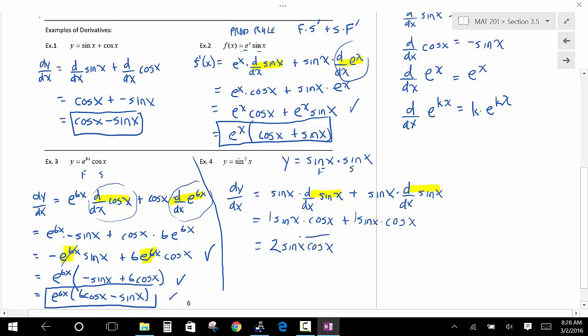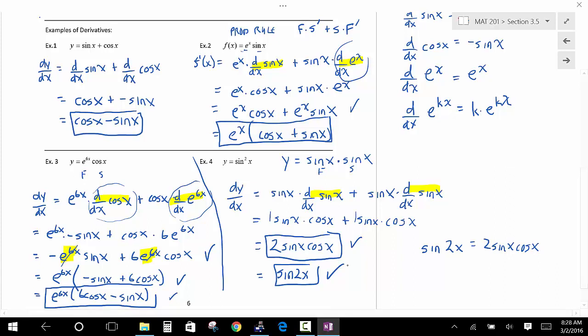Now I don't know if you guys remember this or not. I'll ask and see. There is an identity that has 2 sine x cosine x in it. Does anybody remember what that is? Sine of what? Yeah, there you go. Now that's an okay answer, but in trig you probably learned the identity sine 2x equals 2 sine x cosine x. So you could also write it as sine 2x if you want to. They're the same. You don't have to, but it's good when you're working with these trig derivatives to pull out some of your identities and look for them.